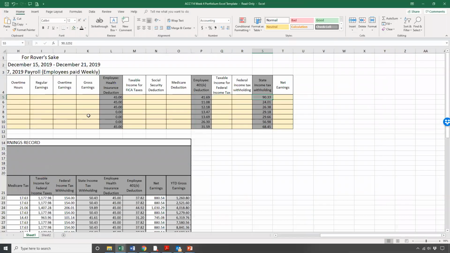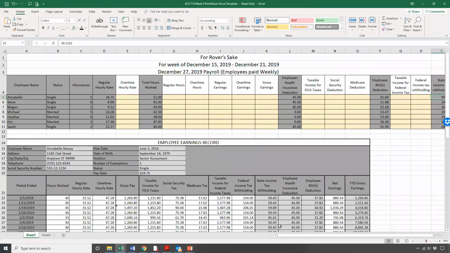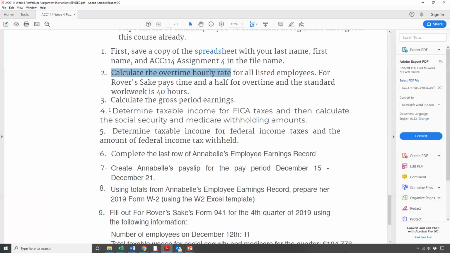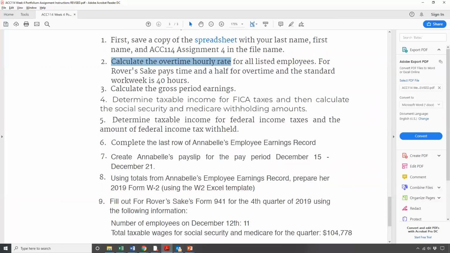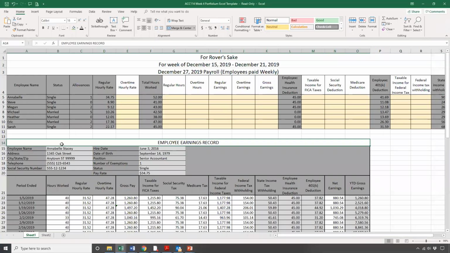The other piece of this puzzle, we're going to look at, let's go back to your instructions. So we're going to calculate all of these items we did here through number 5. So number 6, it says to complete the last row of Annabelle's employee earnings record. So this is the first employee that's in this line here. This is her earnings record. And you can see this is her information. This is her job. This is her status, number of exemptions. This is what you would see if you went into one employee's information in the payroll system.